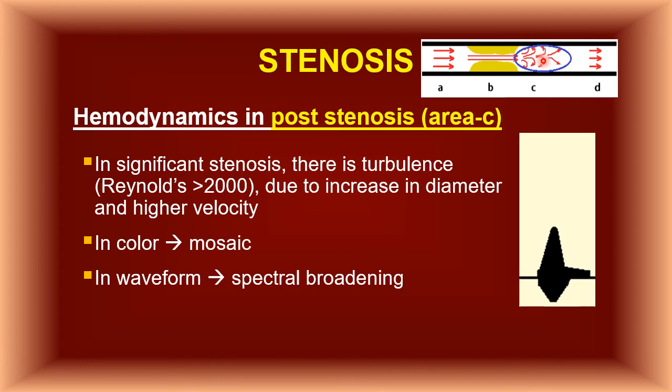Turbulent flow in color gives me what we call the mosaic appearance, areas of red and blue all over, okay? Or in the waveform, we get what we call spectral broadening. And this is a simple diagrammatic representation of the filling of the spectral broadening, or filling of the window here. And sometimes we might get what we call systolic reversal. During systolic flow, there is a reversal of the flow here. You see here, some blood is reversing back. So we get here systolic reversal and filling of the window, or spectral broadening.